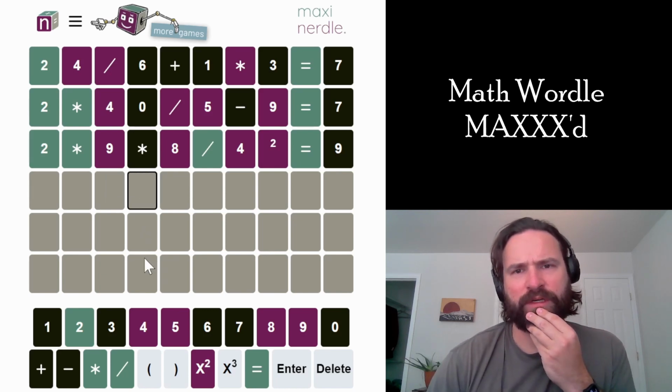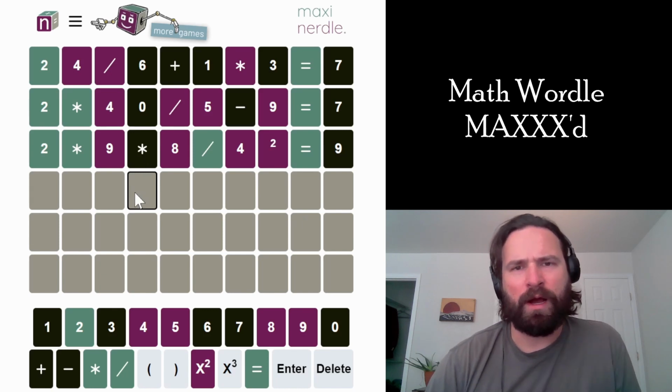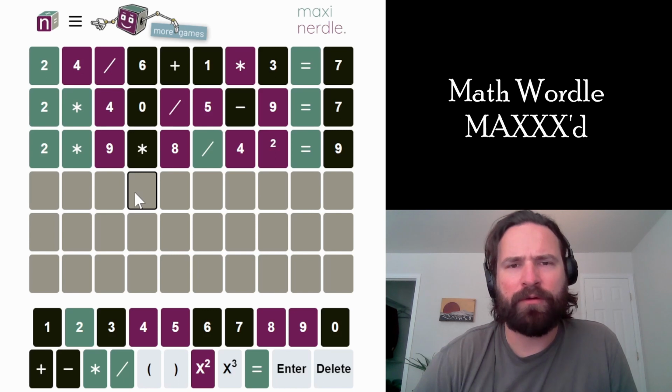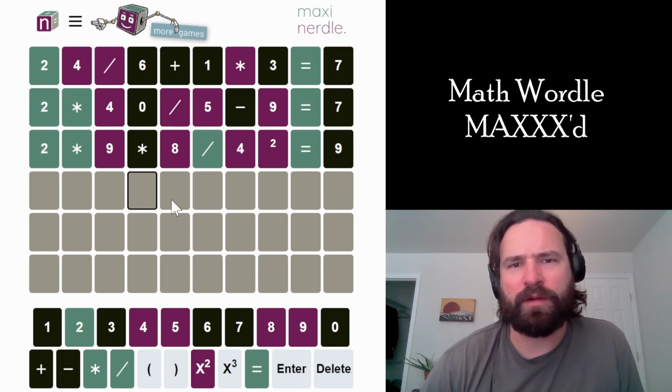How is this working? There's only one 9. There isn't another multiplication. Wow, this is wild. I don't understand how this is working. I'm really thrown off by this. I feel like we need a double-digit number here squared, which is going to be huge.